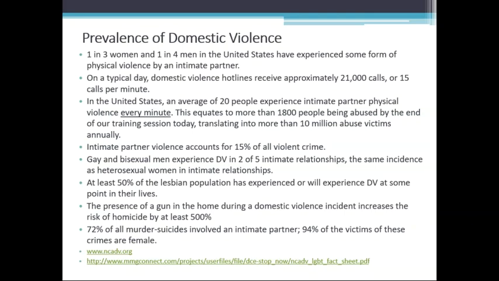Gay and bisexual men experience domestic violence in 2 of 5 intimate relationships, which is the same incidence as heterosexual women in intimate relationships. And at least 50% of the lesbian population has experienced or will experience domestic violence at some point in their lives. And then the last point to touch on is 72% of all murder-suicides involved an intimate partner, and 94% of the victims of these crimes are female. So I included a couple of links at the bottom for you if you want to look at some more data and resources. The second one down there is specifically a fact sheet about the prevalence within same-sex relationships.